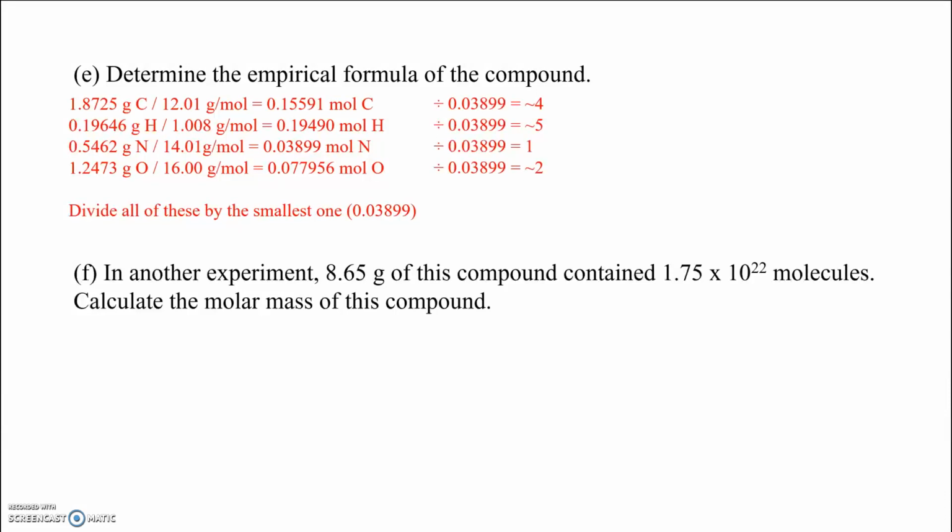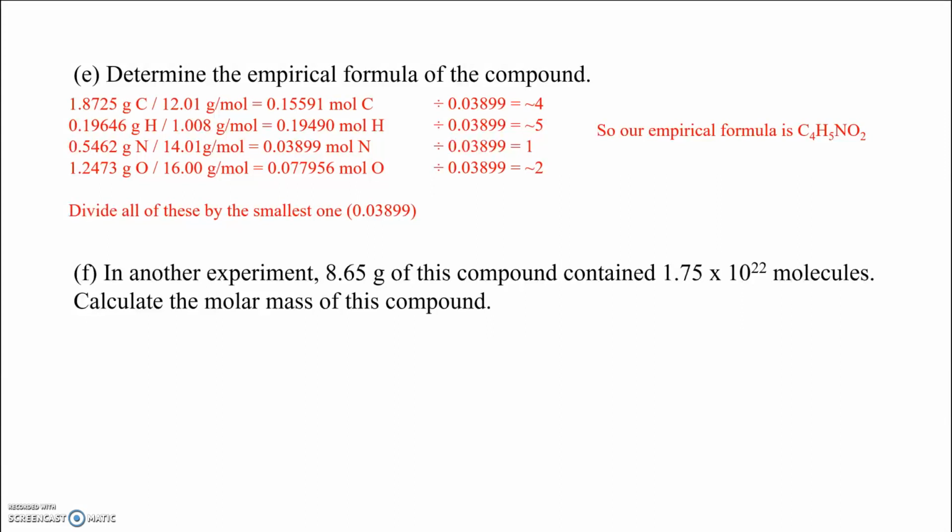But if I divide them all by the same number, 0.03899, I get these 4 numbers, 4, 5, 1, and 2. And that must make our empirical formula C4H5NO2.